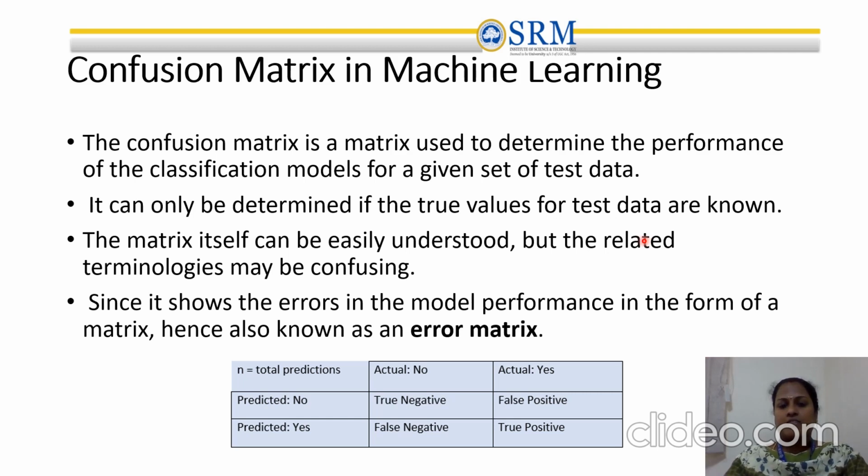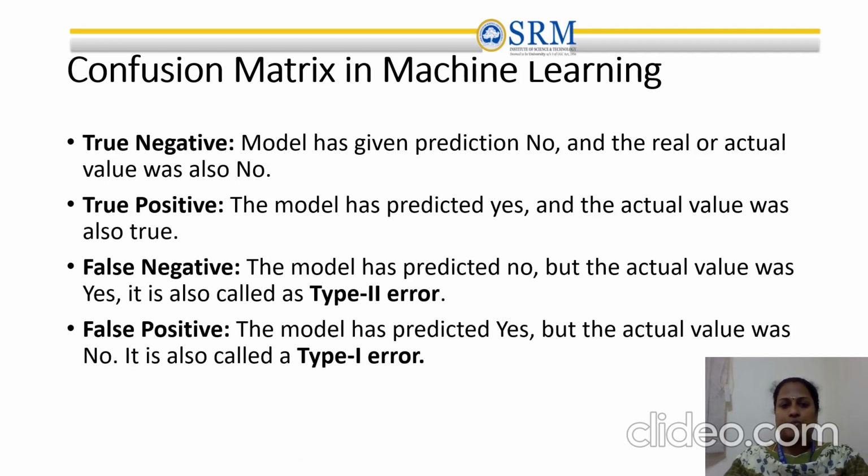This matrix itself can be easily understood, but the related terminology may be confusing. It has a 2x2 matrix. The rows should be the predicted output, and the columns should be the actual output. True negative is the first row, first column; false positive is the first row, second column; false negative is the second row, first column; and true positive is the second row, second column.